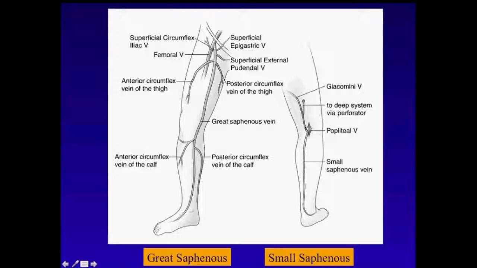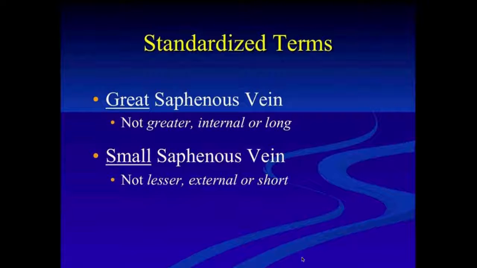In some patients, this thigh extension or cephalad extension of the small saphenous vein terminates into the deep system via a perforator in the back of the thigh. And in some other patients, it extends all the way up to the posterior circumflex vein of the thigh to drain into the GFV. When it does that, the name of the vein that connects the small saphenous to the great saphenous is known as the vein of Giacomini. Recognize that we're using the term great and small. All other terms have been abandoned because they're confusing by international consensus, and that's the point of this particular slide.